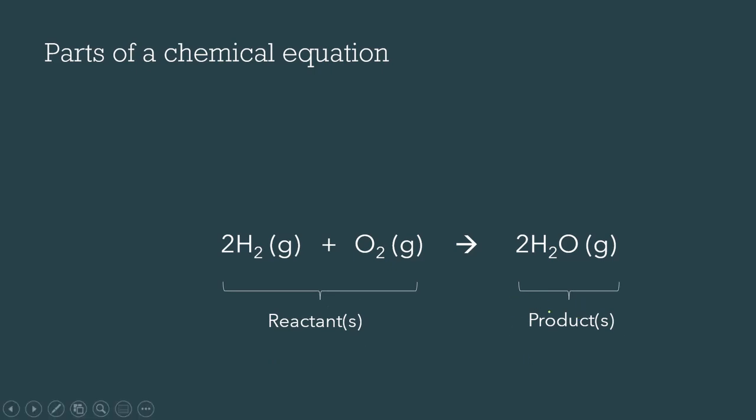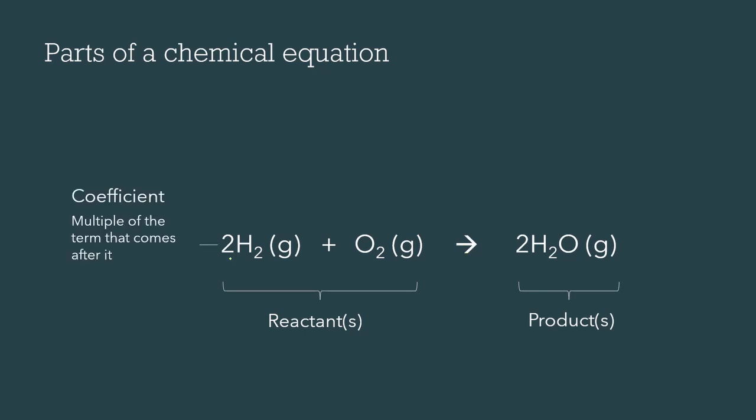This is especially true in reversible reactions. For the reverse reaction, the reactants are on the right, whereas the products are on the left. To determine from a chemical equation which chemical is the reactant and which one is the product, we have to look at their position relative to the arrow.